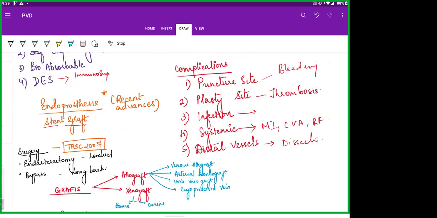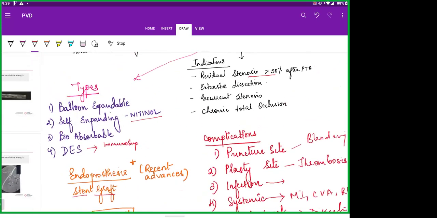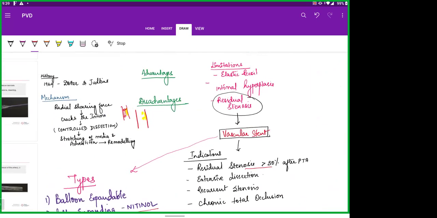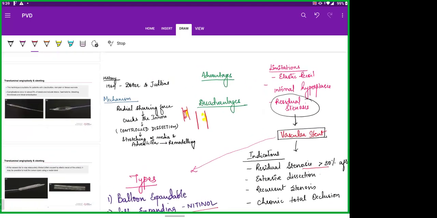So this is in short about the angioplasty. Do you guys have any doubts regarding this? You can ask me.